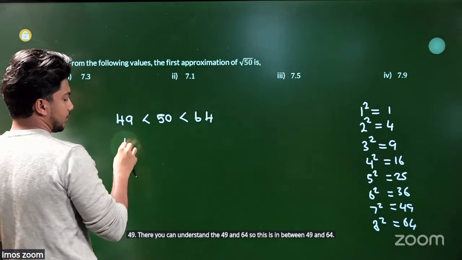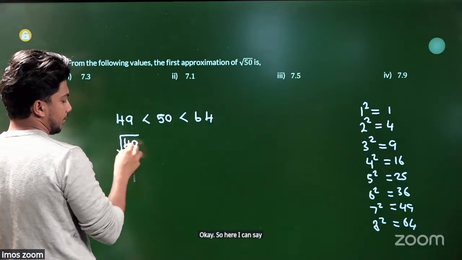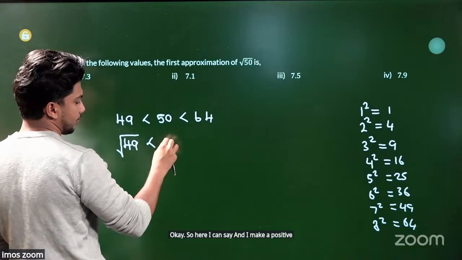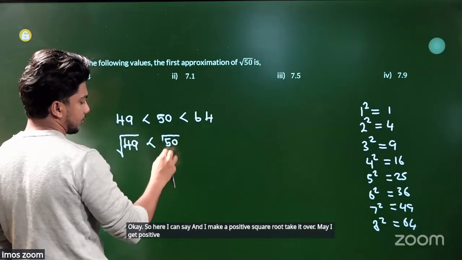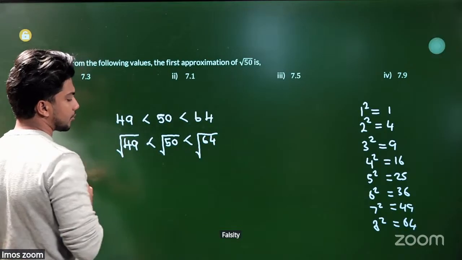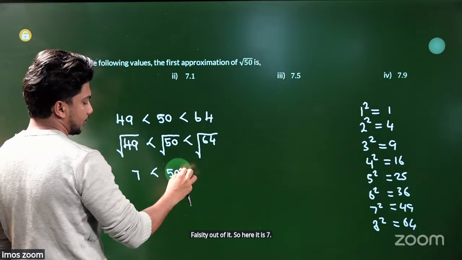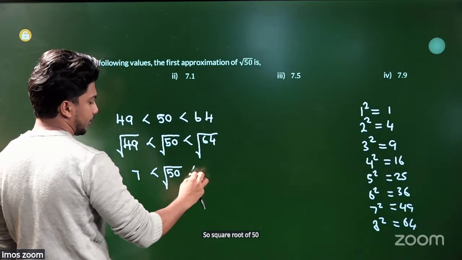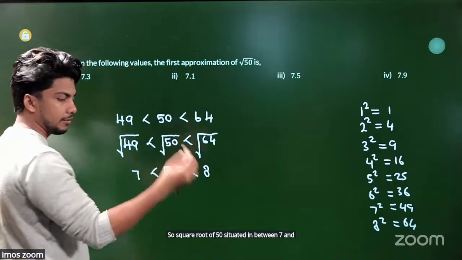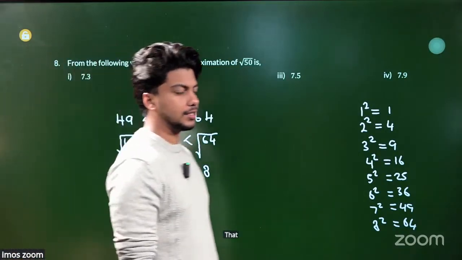Okay. So here I can say the positive square root of this one must be greater than the positive square root of 49, and the positive square root of 64 must be greater than it. So here it is 7. So the square root of 50 is situated in between 7 and 8. That means 7 point something.